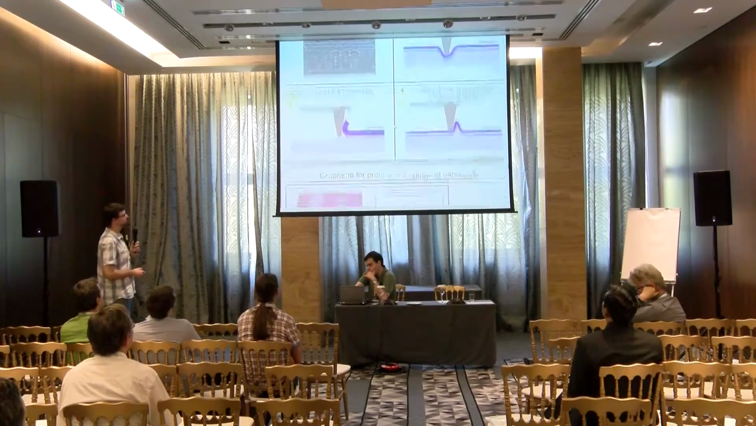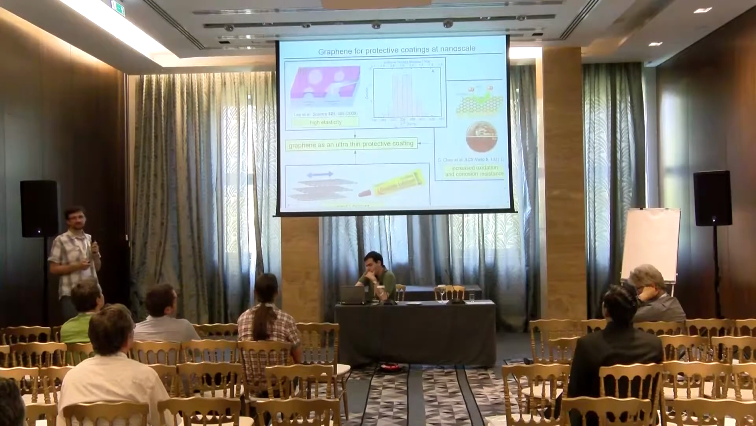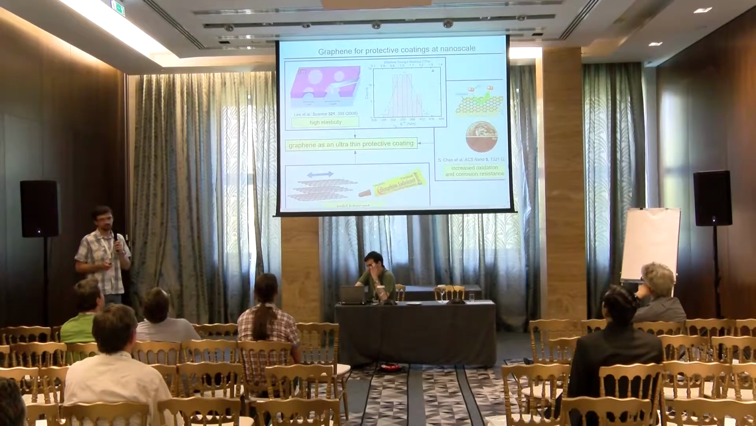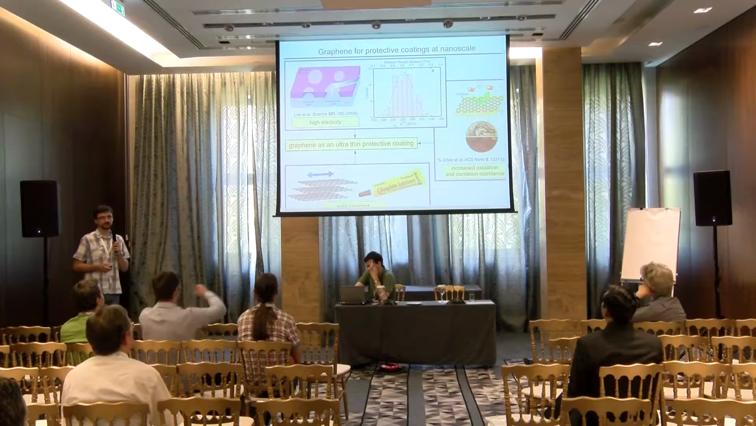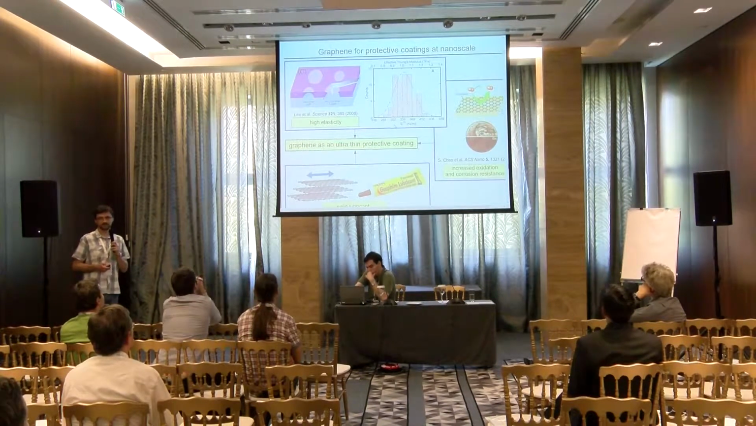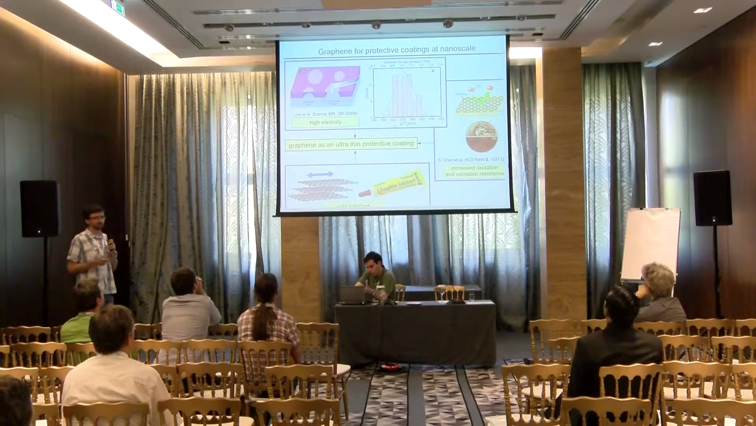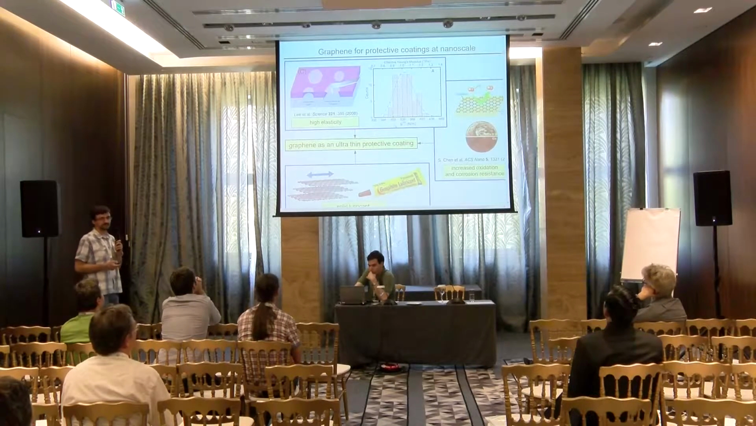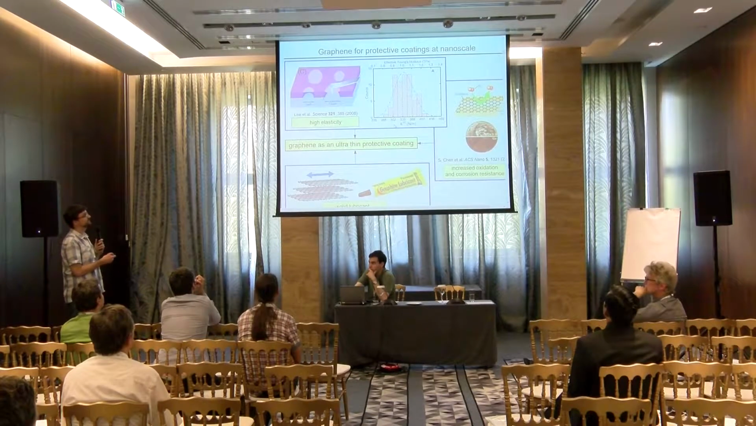So the first question is, why did we study graphene at all? Graphene is a single layer of carbon atoms arranged in a honeycomb lattice. It is an atomically thin material, about 0.3 nanometers thick. And the first important thing is that graphene has excellent mechanical properties. Measured by AFM nanoindentation on free-standing graphene, the elasticity of graphene is around 1 terapascal.